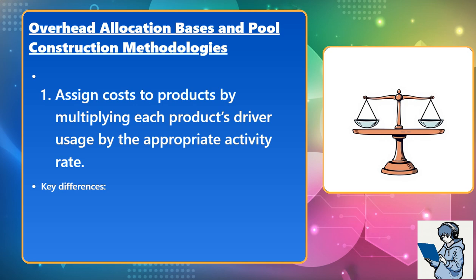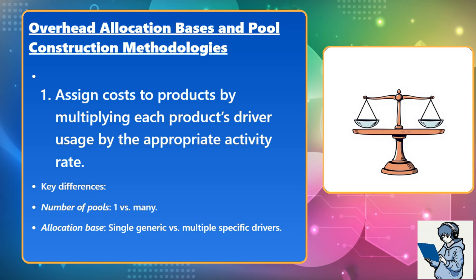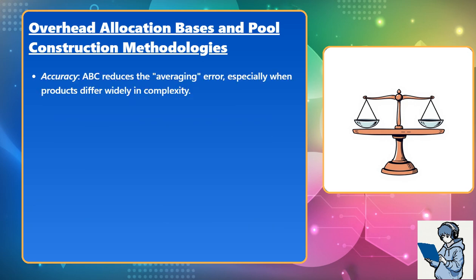Key differences. Number of pools: one versus many. Allocation base: single generic versus multiple specific drivers. Accuracy: ABC reduces the averaging error, especially when products differ widely in complexity.